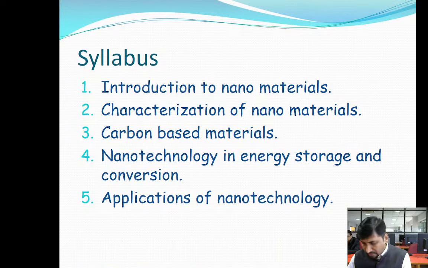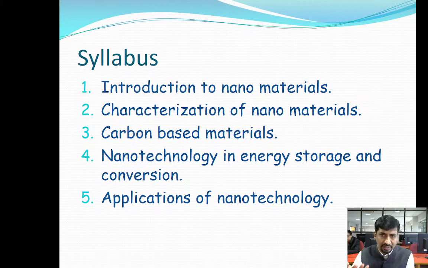So in your syllabus, we have introduction to nanomaterials. Basically, what are nanomaterials? We'll be discussing what nanomaterials are and how they are synthesized. There are various methods of synthesis. You can synthesize nanomaterials by either the bottom-up approach or the top-down approach.